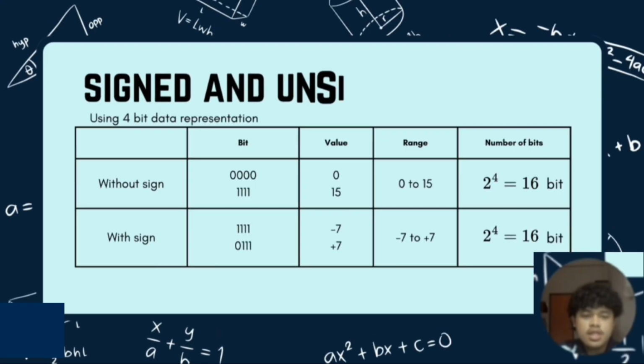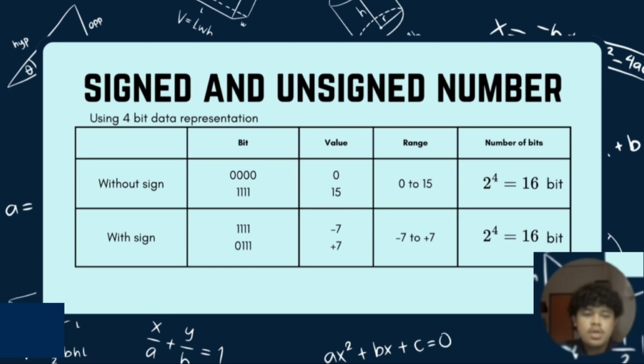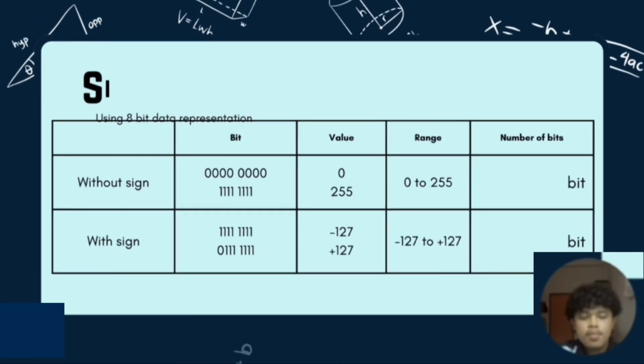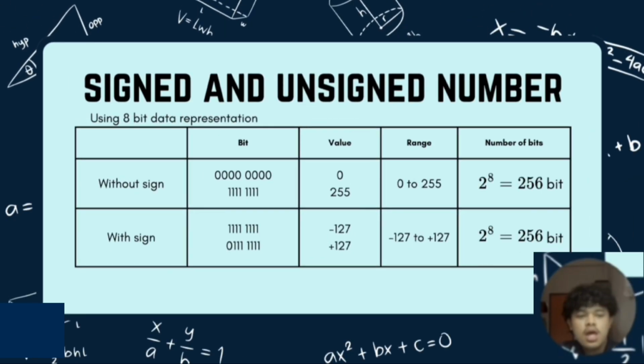And this is the example of signed and unsigned numbers using 4-bit data representation. As you can see, without the sign, we will get the values 0000 and 1111, and its values are 0 and 15 respectively. The range is from 0 to 15, and with sign we will get 1111 and 0111. The values are negative 7 and positive 7 respectively, and the range is from negative 7 to positive 7, but the number of bits for both without the sign and with the sign are the same. And next is the example when we are using the 8-bit data representation.